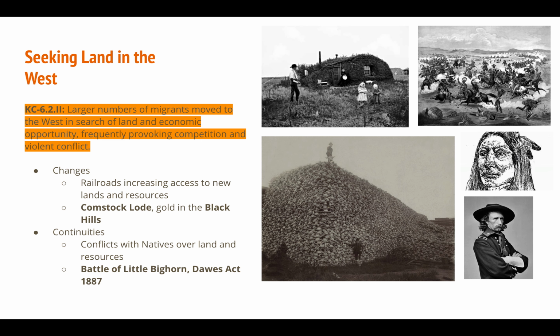There are new deposits of precious metals. So in Comstock Lode, there is silver. In the Black Hills, there is gold, and more miners are making their way over there, further displacing Native Americans. And like we said, conflict with Native Americans over land was nothing new. Some of the major battles are the Battle of Little Bighorn and the major legislation that dispossessed Native Americans of a lot of their land was the Dawes Act of 1887.